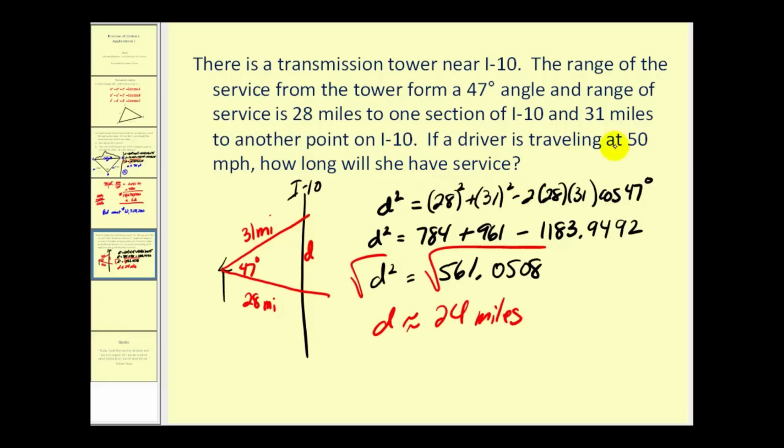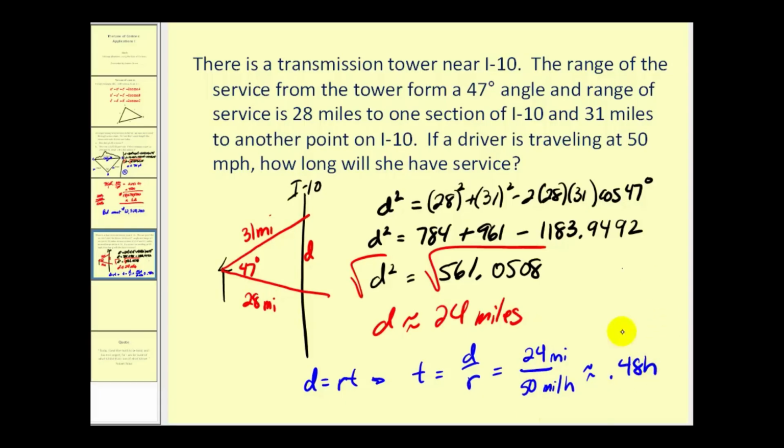Now, since the driver is traveling 50 miles per hour, the question really becomes, how long will it take the driver to travel 24 miles? Because that's how long the driver will have service from this transmission tower. So since distance equals rate times time, time would equal the distance divided by the rate. The distance is 24 miles, and the rate is 50 miles per hour. This quotient will give us the time in hours, which is 0.48 hours.